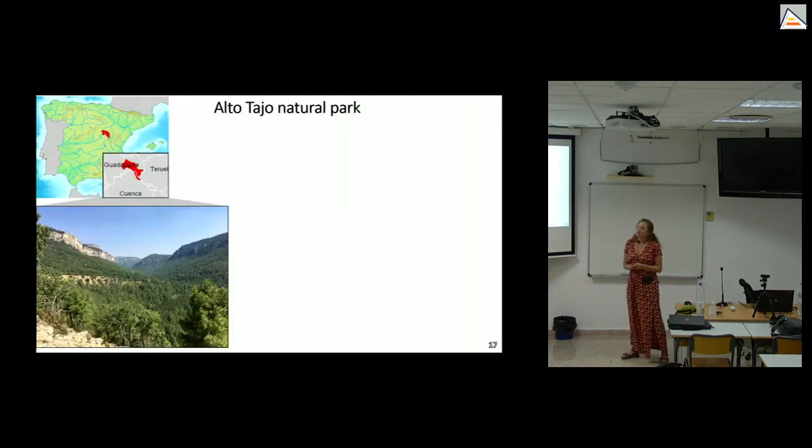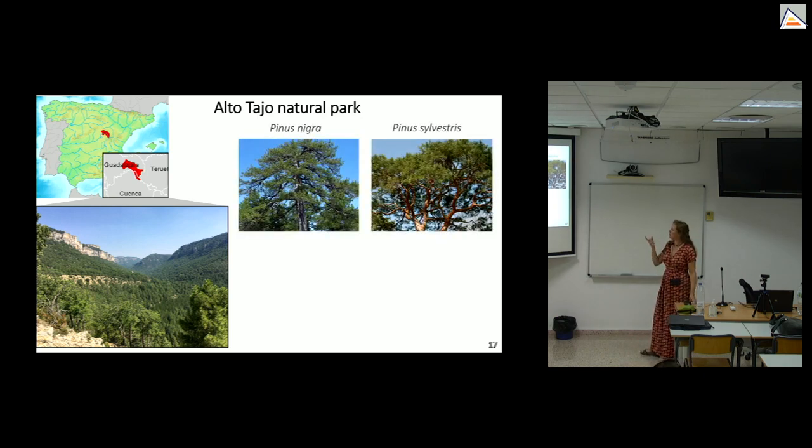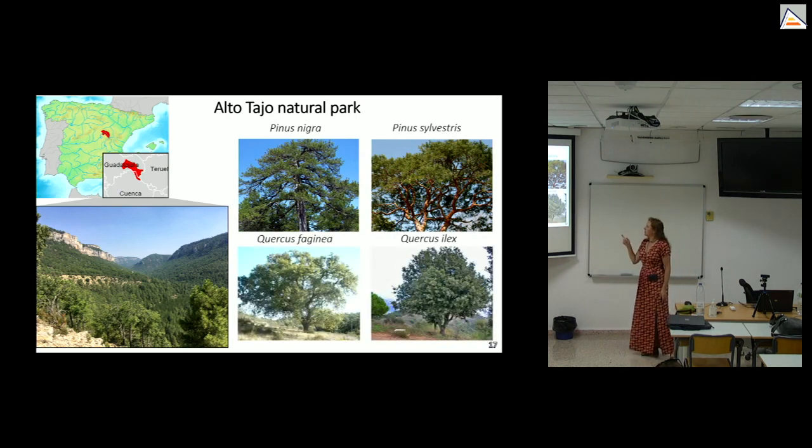And this observation takes place in the Alto Tajo Natural Park, that is a natural park near Madrid in Spain. It's a Mediterranean mixed forest where I study 4 species that are common to this area, 2 coniferous, Pinus nigra and Pinus sylvestris, and 2 broadleaf, Quercus faginea and Quercus ilex. Quercus faginea is the only deciduous species of these 4 species. And this Alto Tajo Natural Park is subject to a summer drought every year.